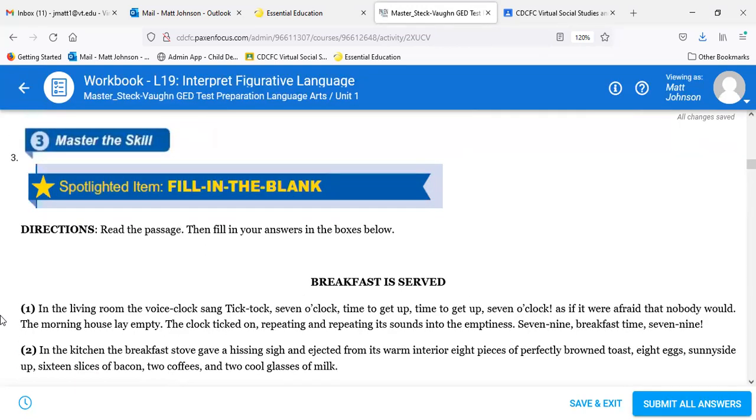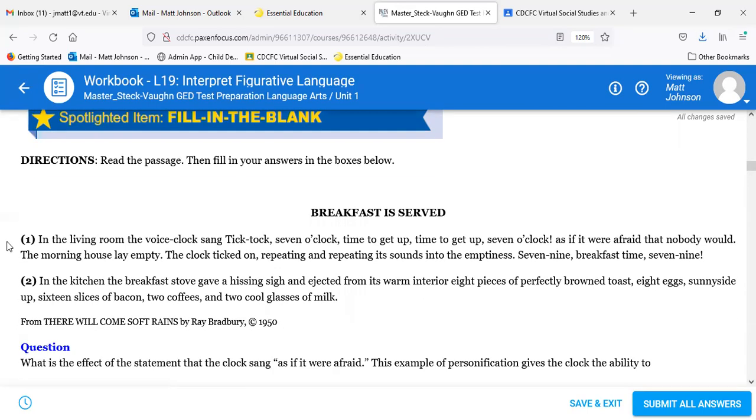So this one's kind of neat. In the living room, the voice clock sang tick-tock, 7 o'clock, time to get up, 7 o'clock. As if it were afraid that nobody would, the morning house lay empty. The clock ticked on, repeating and repeating its sounds into the emptiness. 7-9, breakfast time, 7-9. In the kitchen, the breakfast stove gave a hissing sigh and ejected from its warm interior 8 pieces of perfectly brown toast, 8 eggs, sunny side up, 16 slices of bacon, 2 coffees, and 2 cool glasses of milk. Ray Bradbury is a very, very famous science fiction writer.